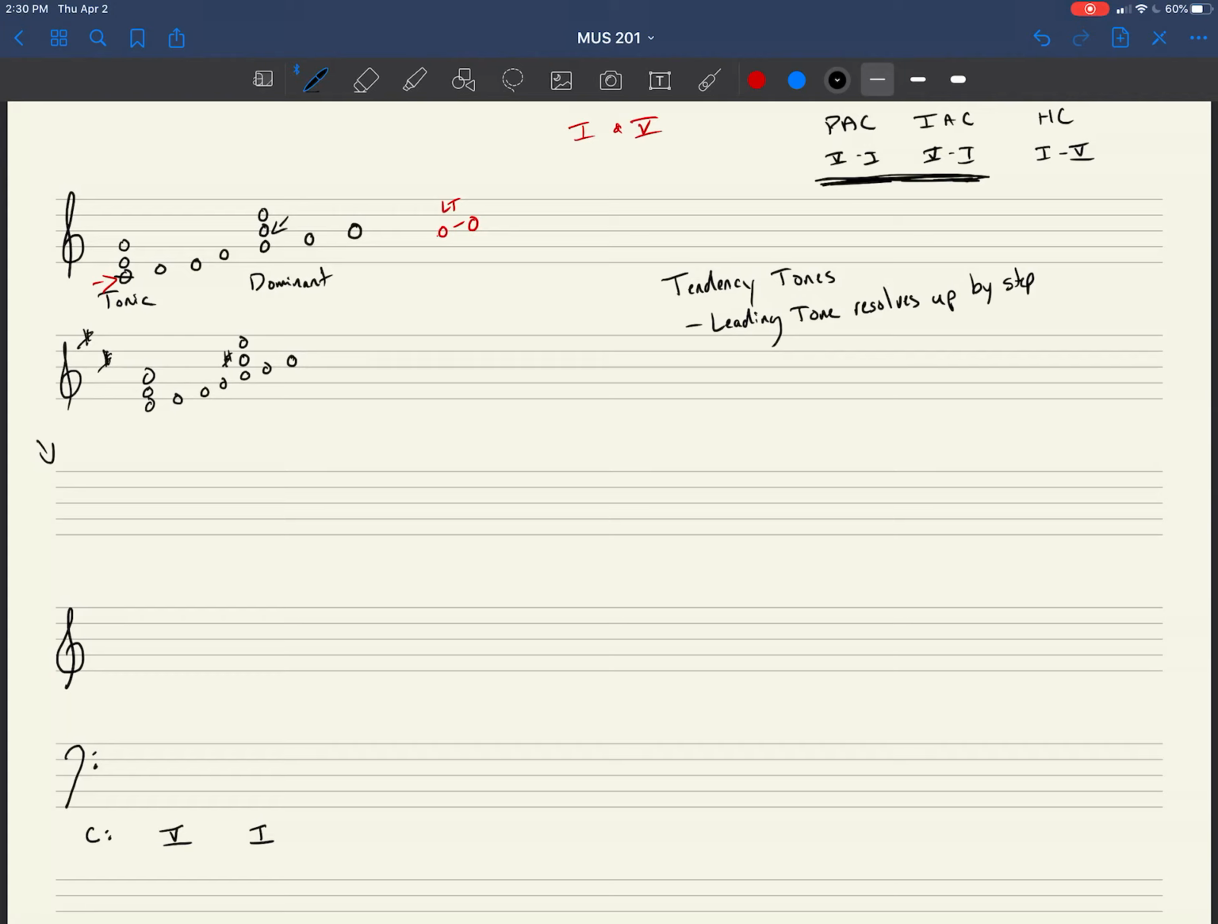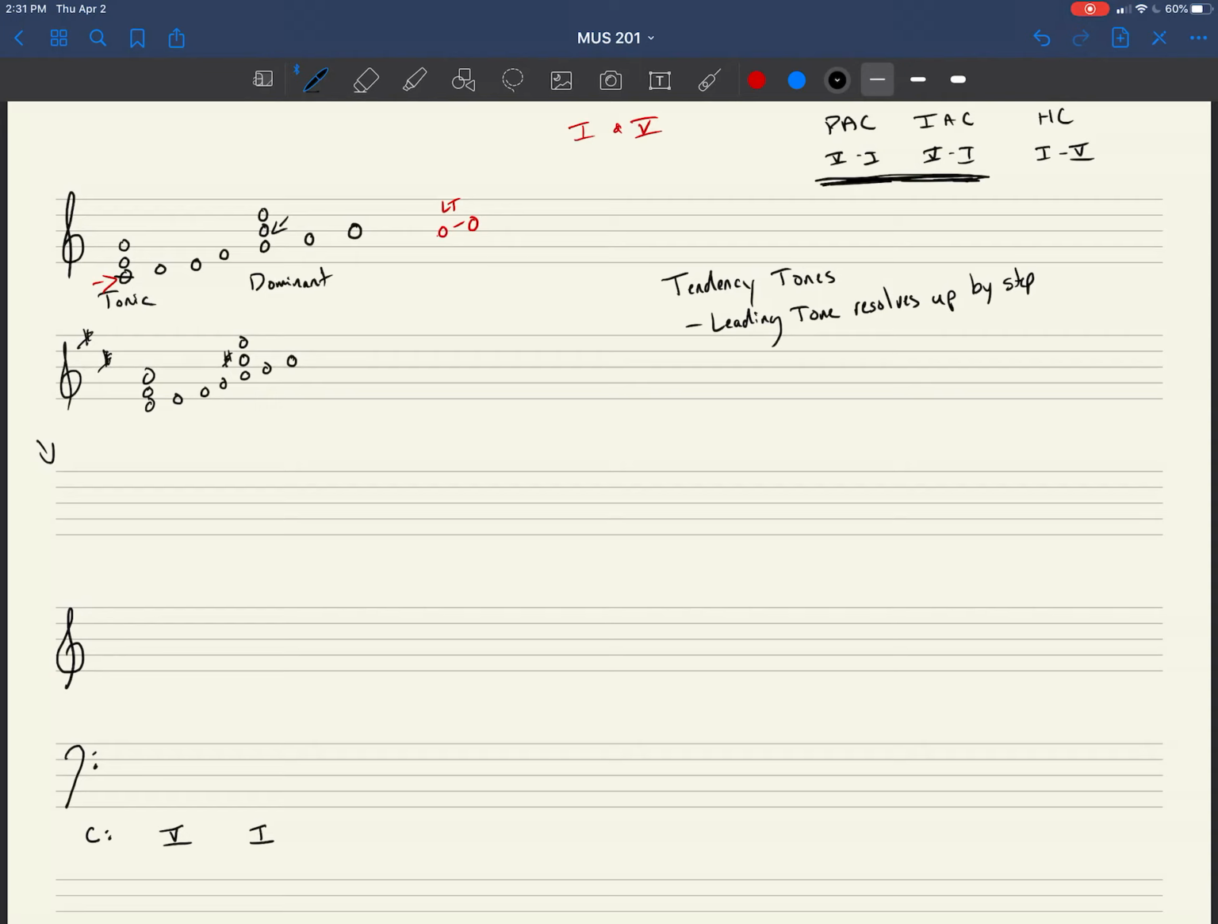There's also the contrapuntal imperfect authentic cadence, and that occurs when you have an inversion, but it's still a 5 moving to 1. The bass will just move by step. And we're not actually going to focus on the contrapuntal imperfect authentic cadence right now. We're just going to deal with our perfect authentic and imperfect authentic, the strong imperfect authentic cadence.